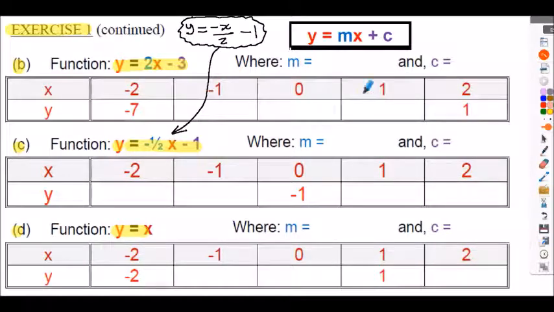For each of the equations, make sure you clearly state the values m and c, noting that each equation has the form y equals mx plus c. I suggest you stop the presentation and complete the tables, but I will show the answers on the following slide.